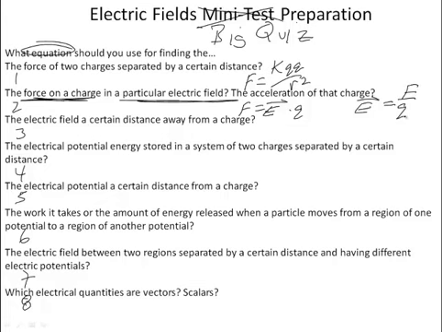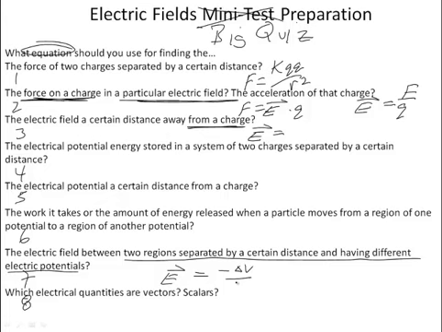Okay, what about the electric field a certain distance away from a charge? In other words, electric field away from a point charge. What's the equation for that? Negative V over V. No, that's for later. But you're right. So you're talking about electric field, 2 regions separated by a certain distance having a different electric potential. That's this one here. So number 7, electric field is negative delta V over delta D. Okay, so we covered that one.